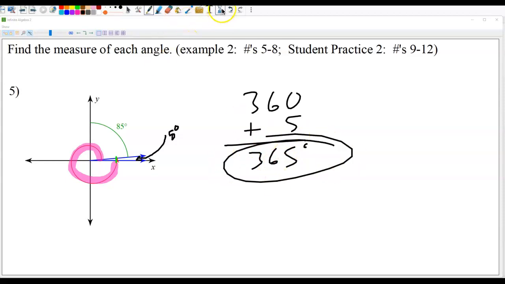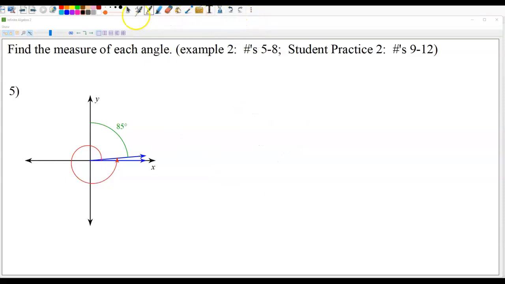Okay, let's go ahead and try another one here. Number 6. Notice that we're going clockwise this time, and so this is going to be a negative angle. Before I begin, though, we want to find this missing piece here. 70 plus what is 90? That would have to be a 20-degree piece there.